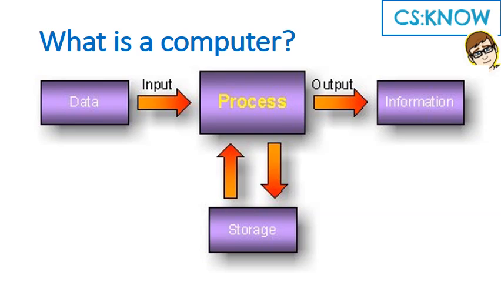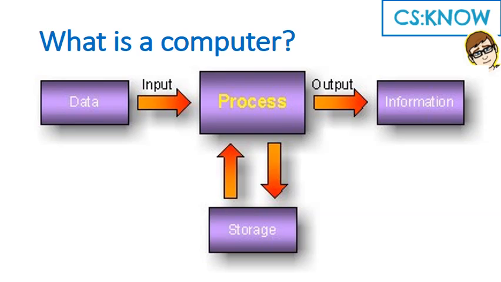What is a computer? In its simplest form, a computer is just a system, and the system takes data and produces information from it. So data is inputted, some process is performed on it, and then it's outputted as information. We can also store data for later on from the process.